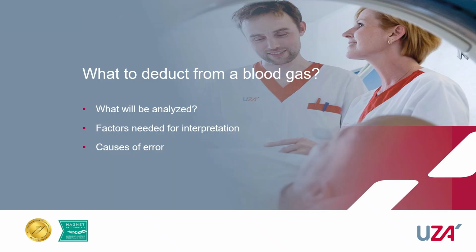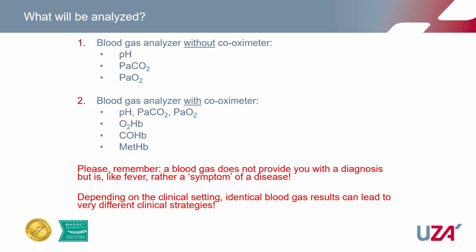It is important to realize what we can deduct from a blood gas, what will be analyzed, which factors are needed for interpretation, and what are the causes of error. What will be analyzed depends on the type of blood gas analyzer. The type without a co-oximeter only measures pH, PaCO2, and PaO2. The other variables are not measured but calculated.